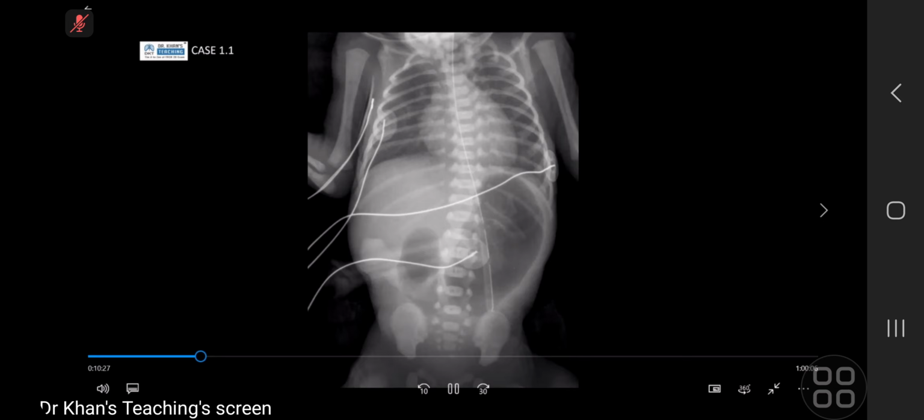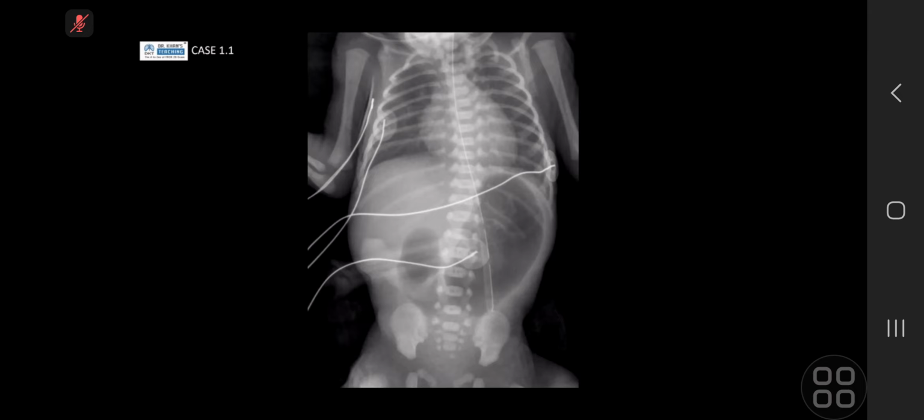Nasogastric tube, which is seen coursing along the midline with its tip projected over the anatomic location of the body of the stomach. There are multiple external wires indicating the patient is acutely unwell. I see two bubbles within the stomach, suggestive of the double bubble sign, which could represent a duodenal atresia or an annular pancreas. I would like to suggest a further upper GI study to diagnose the same.